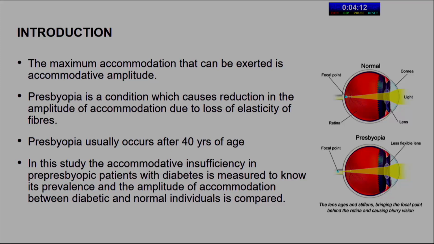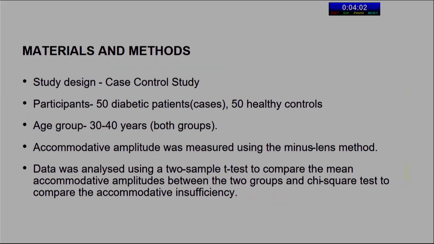In this study, the accommodative insufficiency in pre-presbyopic patients with diabetes is measured to know its prevalence, and the amplitude of accommodation between diabetic and normal individuals is compared. Our study is a case control study which included 50 diabetic patients and 50 healthy controls belonging to the age group of 30 to 40 years, and the accommodative amplitude was measured using the minus lens method.